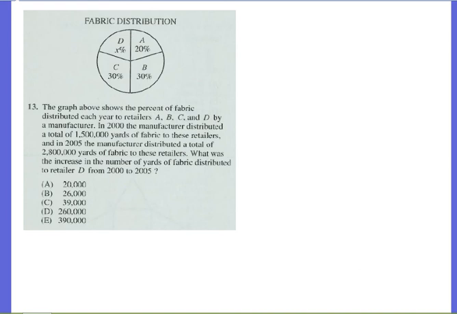Number 13. The graph above shows the percent of fabric distributed each year to retailers. Sorry, that might have seemed a little choppy. I paused it because I realized I don't need to read the question to you guys. I just need to go through the question with you. I noticed that there's an x inside of the pie chart. A pie chart always adds up to 100%. So if I notice that 60-80% is already shown, then I know that this has to be 20%.